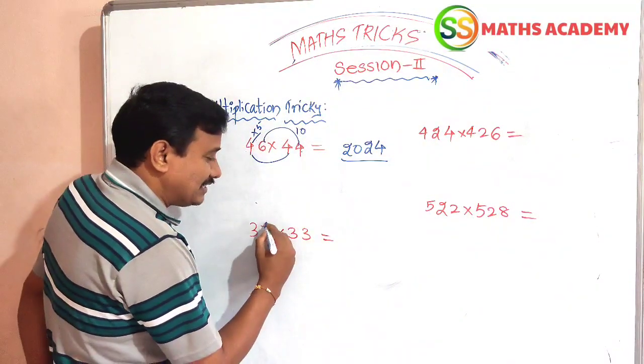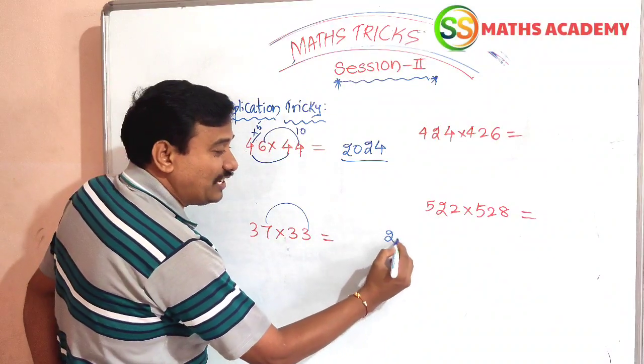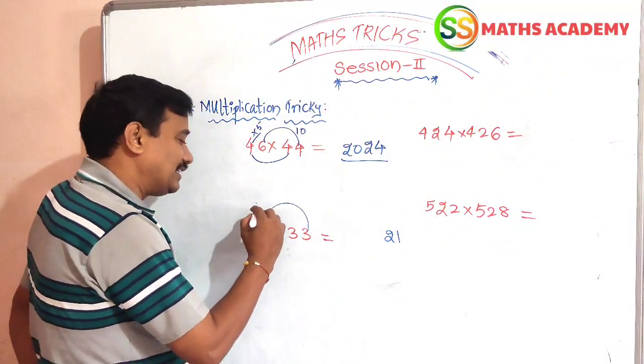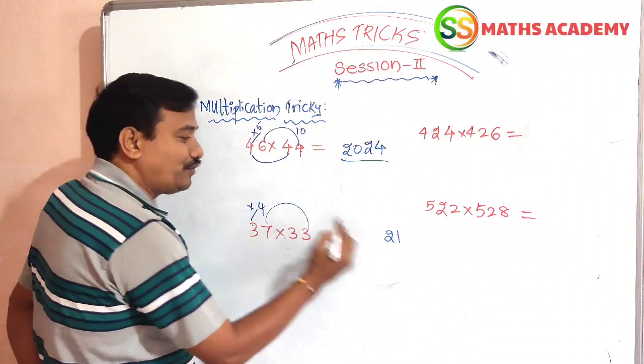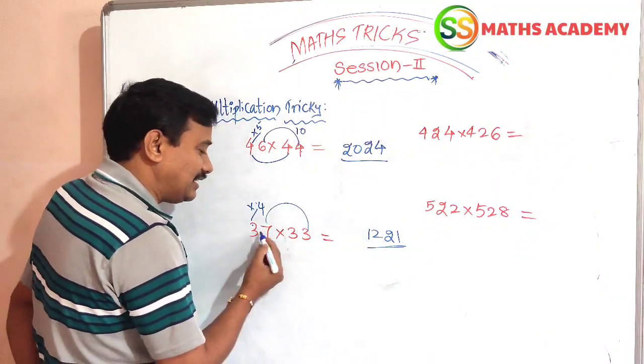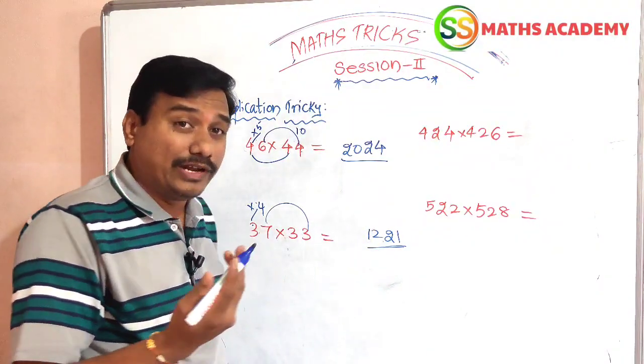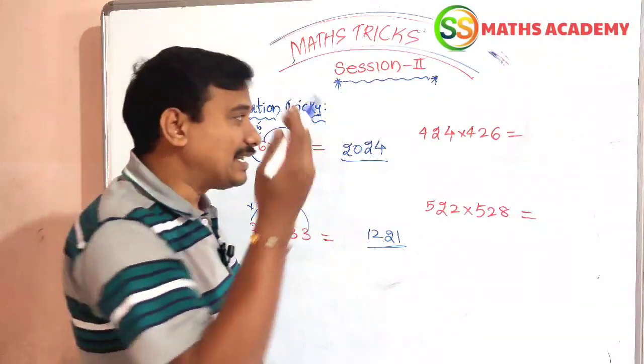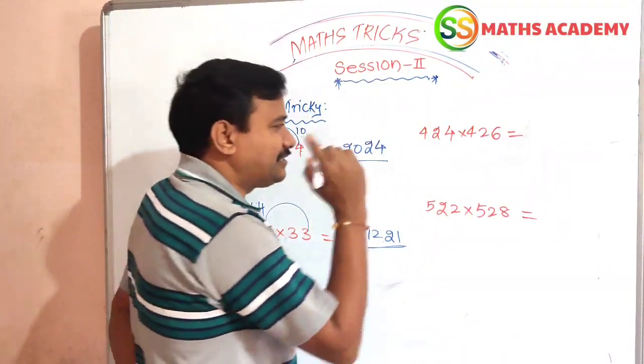Yes, now 7 3s are 21. Okay, 3 after 3 is 4, 3 into 4, 12. Your answer for 37 into 33 is 1221. Right friends? Now when 3 digits are there, it is simple.